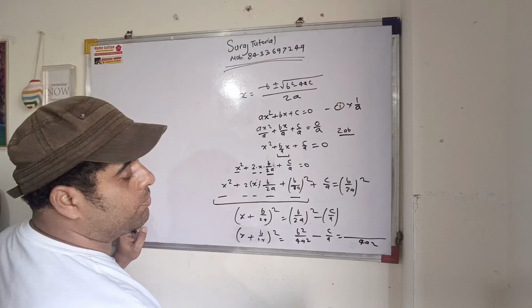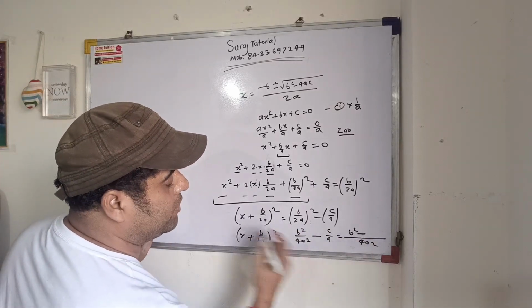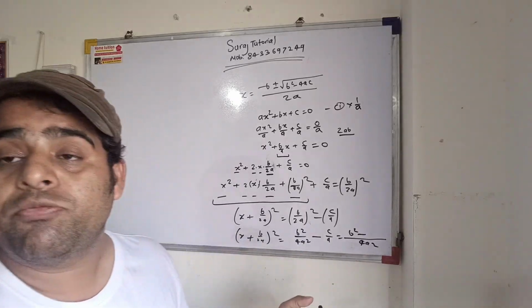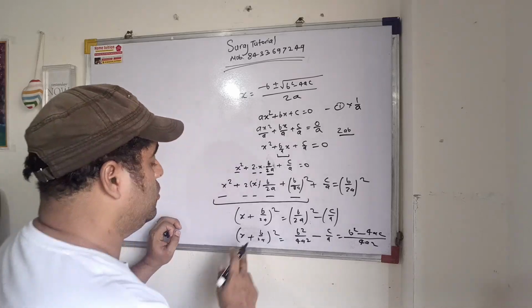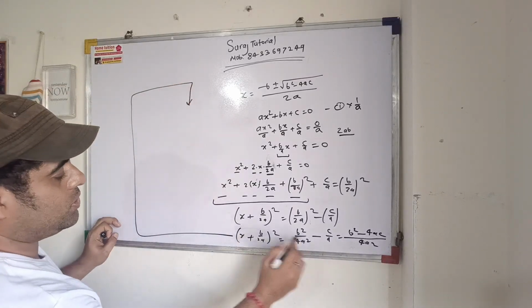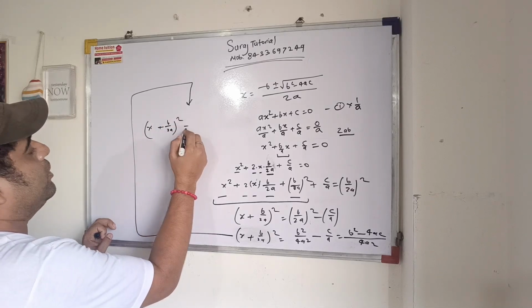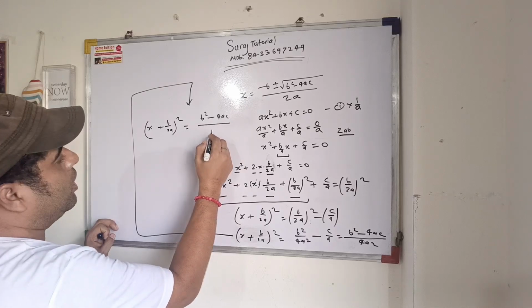So 4a square divided by 4a square, we get 1, and 1 times b square, so b square minus. If you divide 4a square by a, so a will get cancelled and we will get 4a. So 4a times c means we get 4ac. So now I am writing here: x plus b upon 2a whole square is equal to b square minus 4ac upon 4a square.